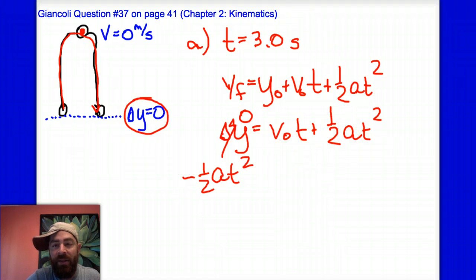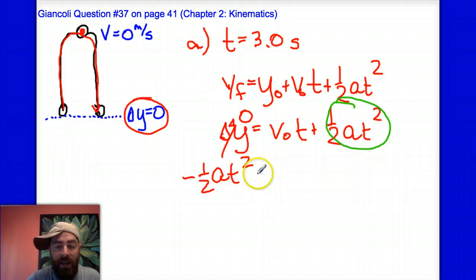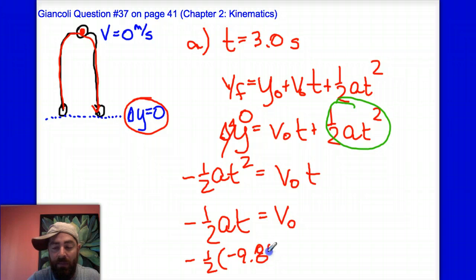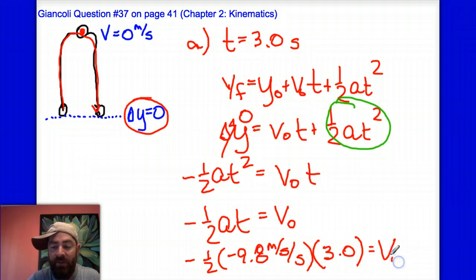I've brought this term over to the left-hand side of the equation, and I get negative 1/2 a t squared is equal to v naught t. Dividing both sides by t, I get negative 1/2 a t is equal to v naught. Plugging these numbers in, I get negative 1/2, negative 9.8 meters per second squared, times the full 3 seconds is equal to v naught.